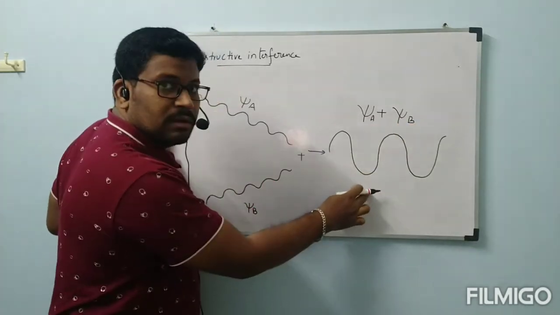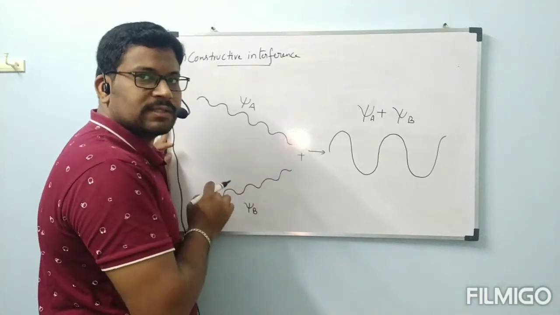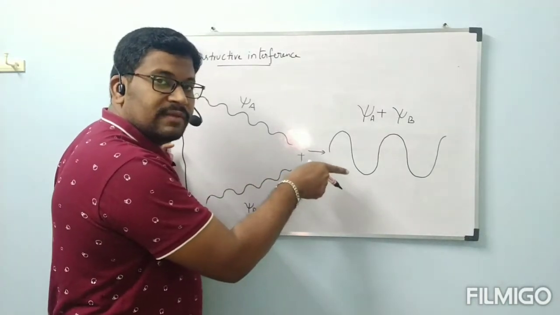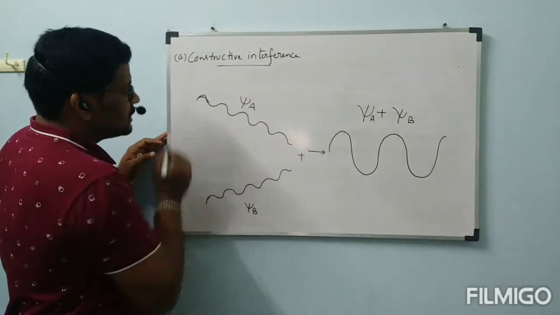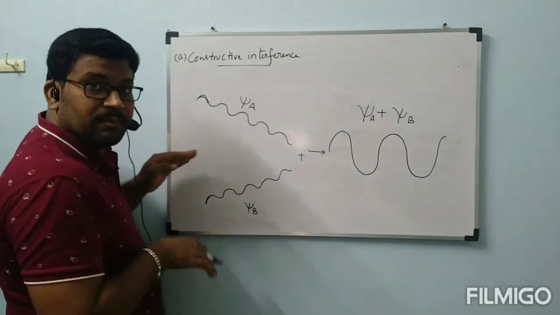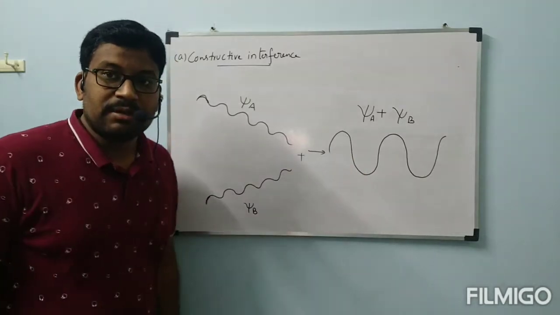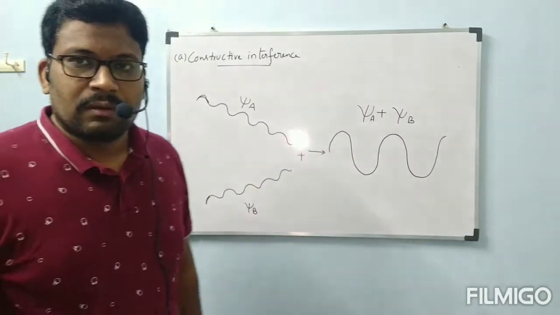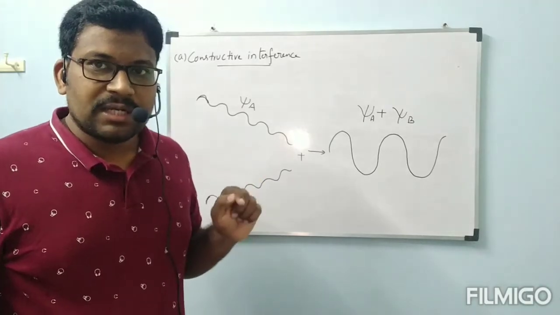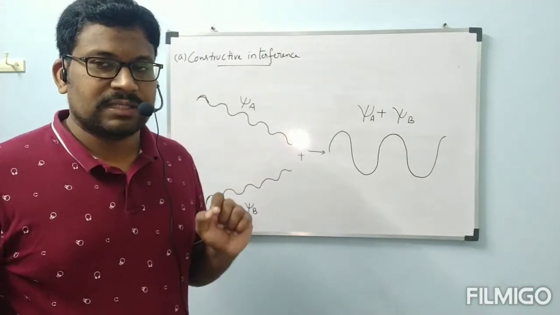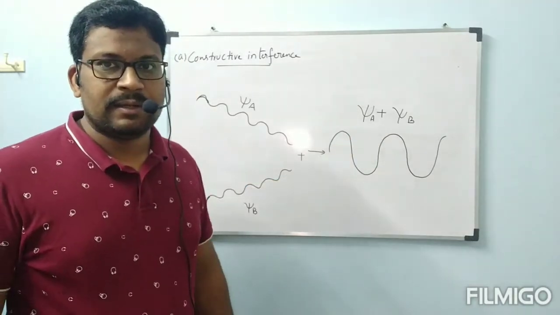This is the wave resultant from the constructive interference of two waves. See, here a small crest, here also a small crest. When both are added, the crest height increases. That means the amplitude is getting doubled. The process of this type of combination is called constructive interference, and the resultant is shown by psi A plus psi B.